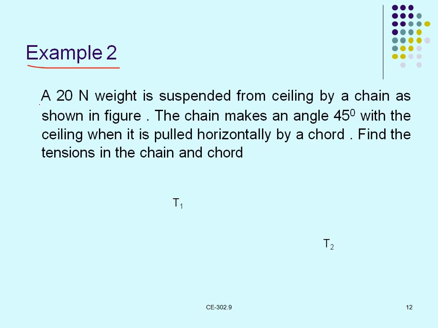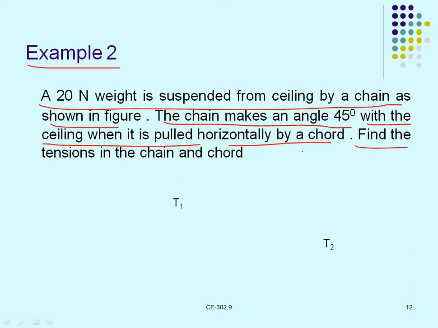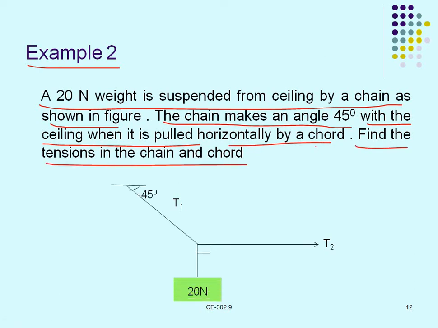Next, example 2. A 20 newtons weight is suspended from the ceiling by a chain as shown in the figure. The chain makes an angle of 45 degrees with the ceiling when it is pulled horizontal by a cord. Find the tensions in the chain and cord. So we have to find the tensions in the chain and cord, that is T1 and T2. 20 newtons is hanging.